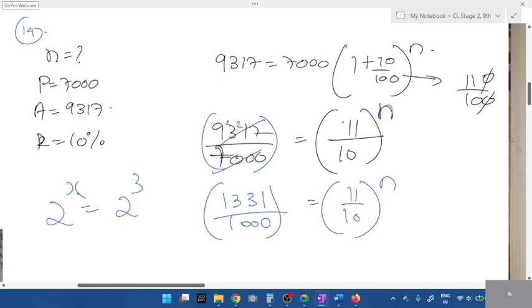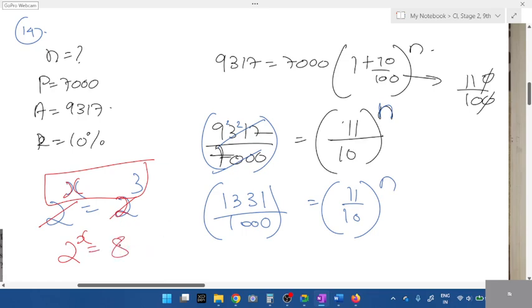See, this is the concept. If you want to find the value of x, you should make the base equal. 2 and 2 will get cancelled. What is x value? X is equal to 3. This is how you'll get the question.